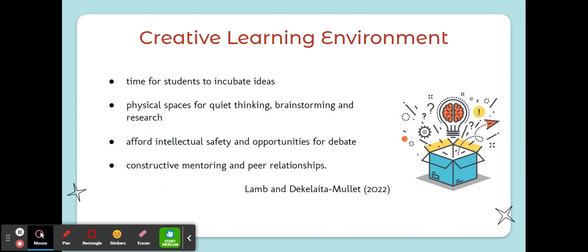Lim and Kaufman describe creative classroom environments which include time for students to incubate ideas, physical spaces for quiet thinking, brainstorming, and research. Such environments afford intellectual safety, opportunities for debate, and constructive mentoring and peer relationships.